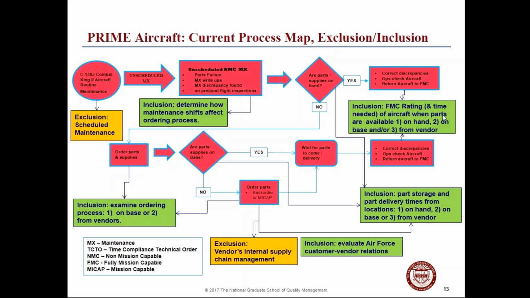Okay, this is our current process map for exclusion and inclusion, and it's the same except that on the other side we had unscheduled maintenance, and this is scheduled maintenance. Sorry about that. Basically, it's the same process. The process is where we might have problems. We've got some questions there and some things to look at, and those will probably be the same areas where we'll be collecting data. Next slide.